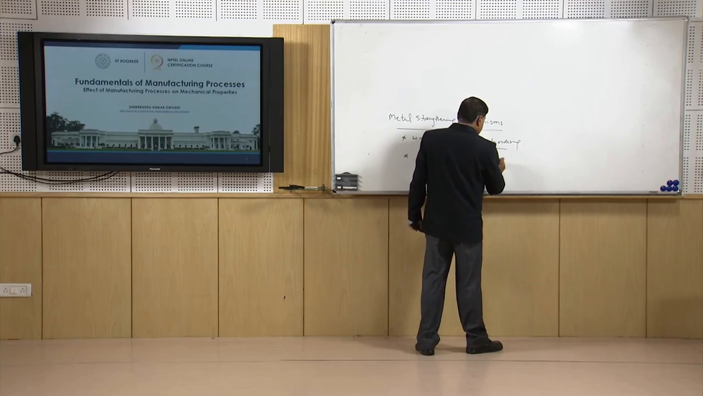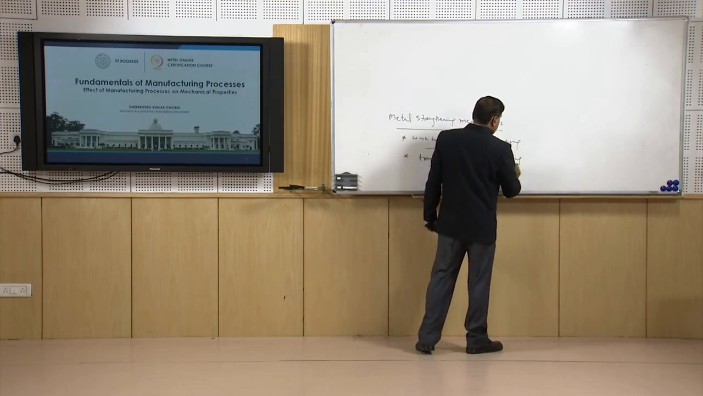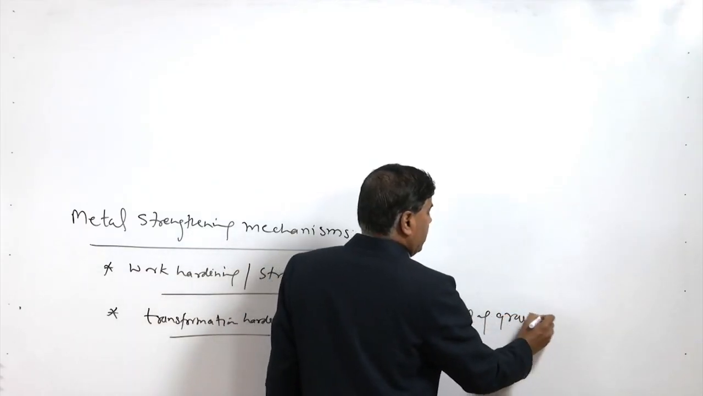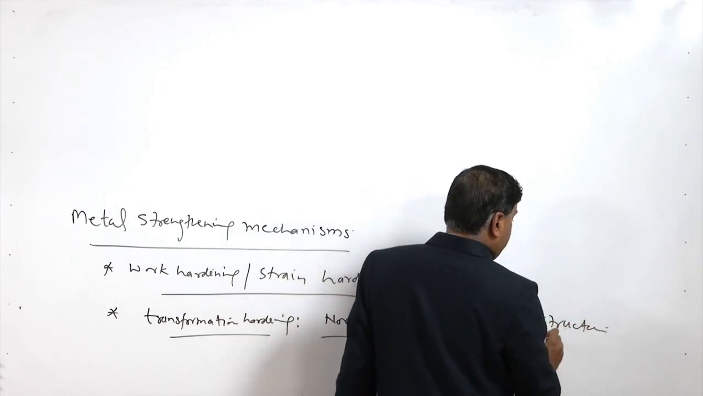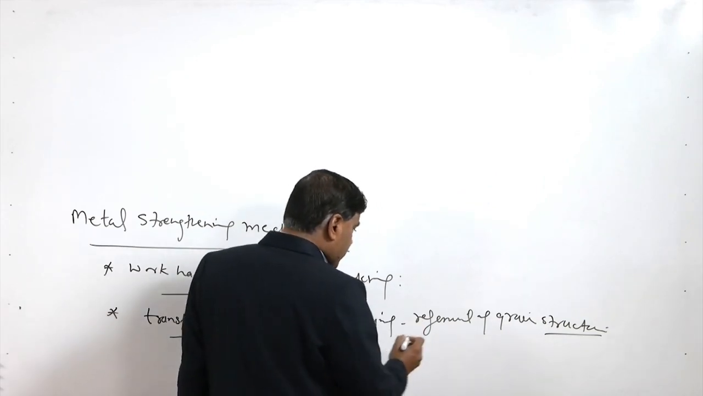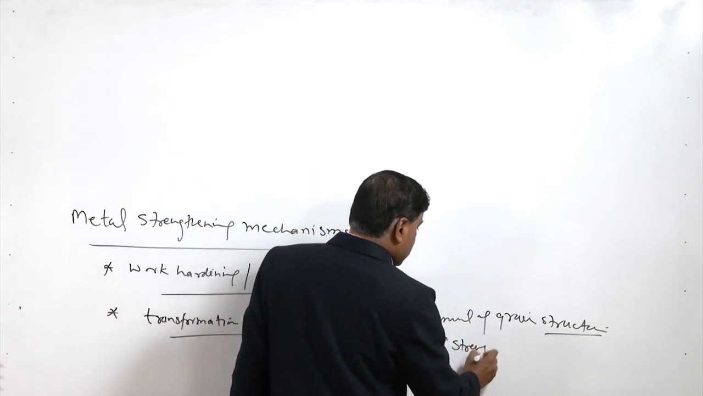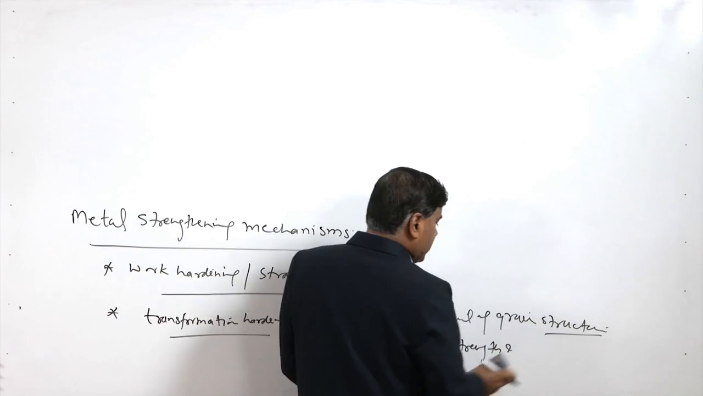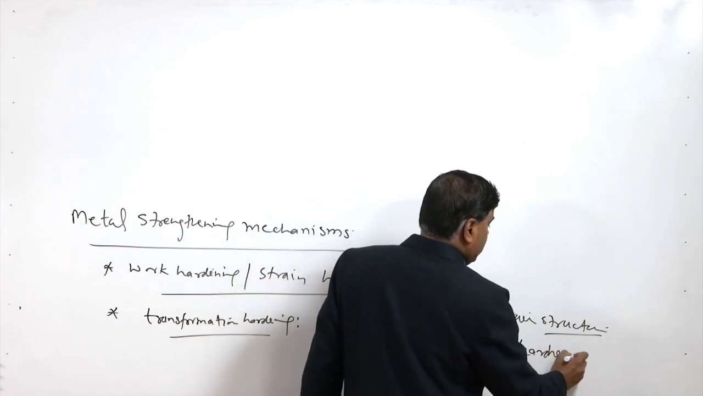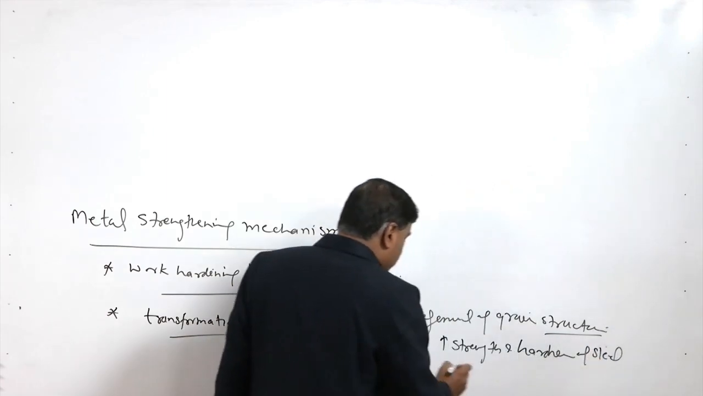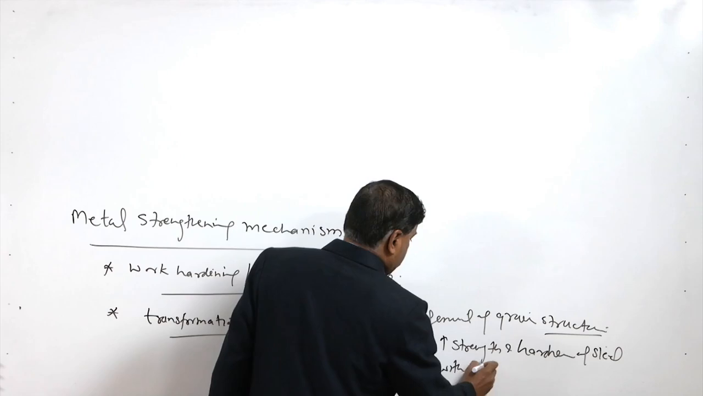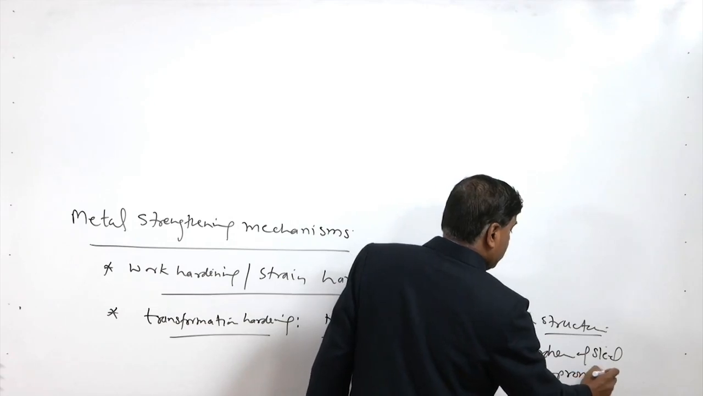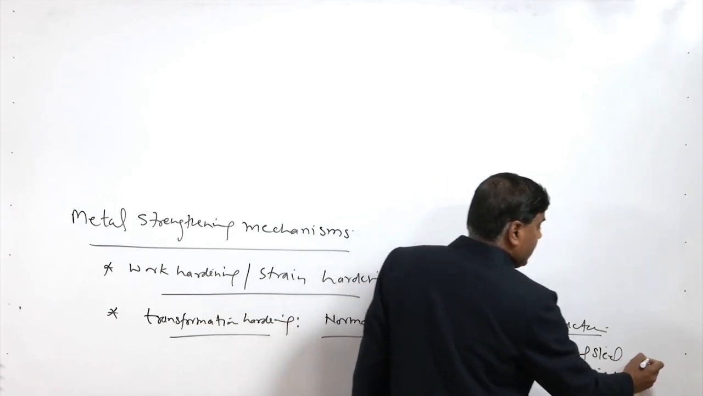So, in case of the normalizing, basically refinement of the grain structure, like pearlite, ferrite etc., leads to the increase in strength and hardness of the steel, but without much compromise with toughness and ductility both.